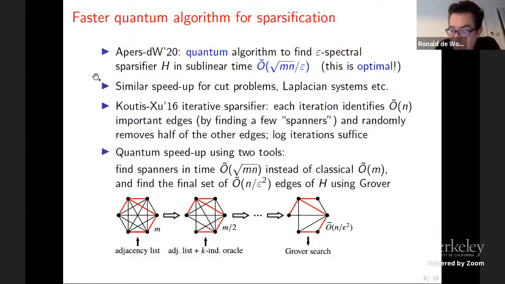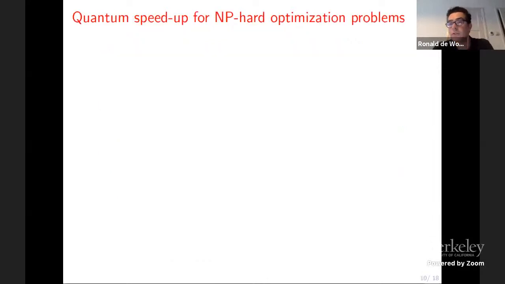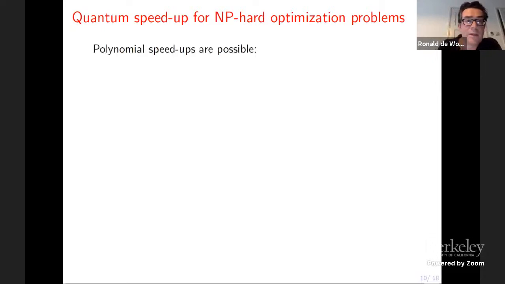Okay, so this is what I wanted to say about discrete optimization. Oh, no, there's one more slide I wanted to show about discrete optimization. That's, of course, what all the journalists and startups are after: quantum speedups for NP-hard optimization problems. Polynomial speedups for NP-hard optimization problems are very feasible. We have lots of those.